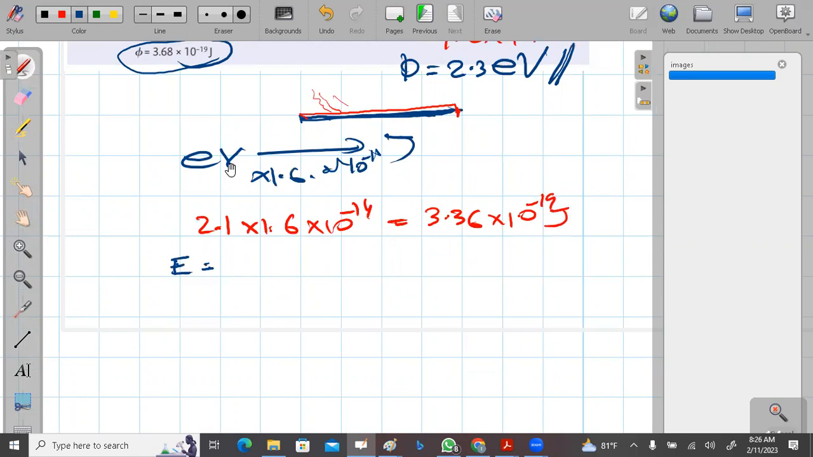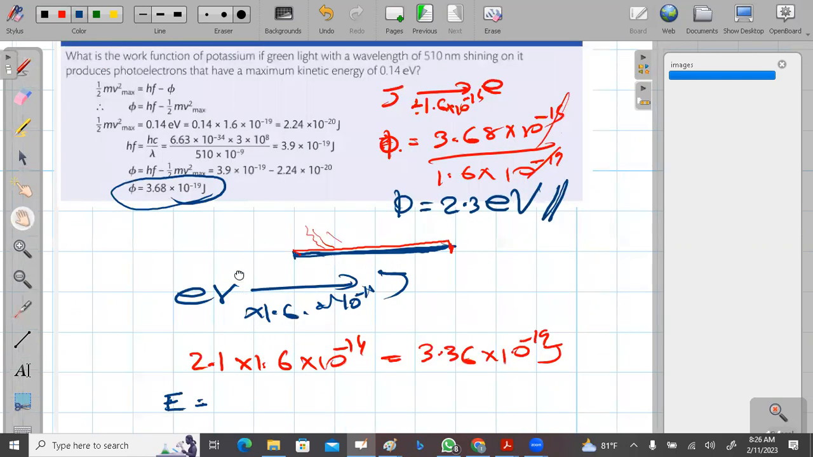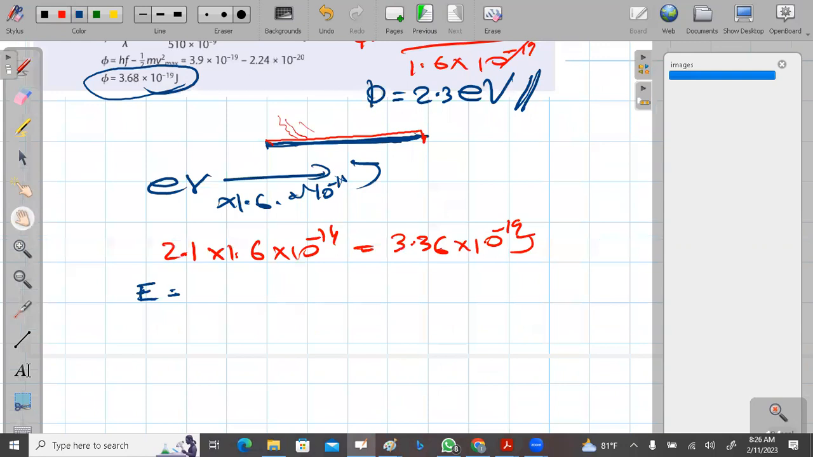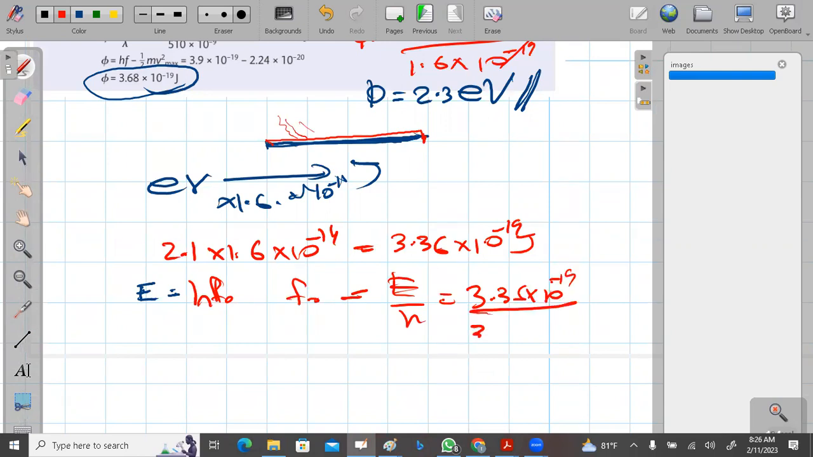What does it ask? Threshold frequency, yeah. phi equals h f naught. f naught equals E over h. So 3.36 into 10 to the power minus 19 divided by 6.63 into 10 to the power minus 34. What is the result you found? f naught equals 5.1 into 10 to the power 14 hertz. Right? Yeah, this is how it is.